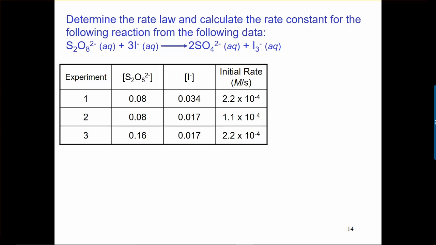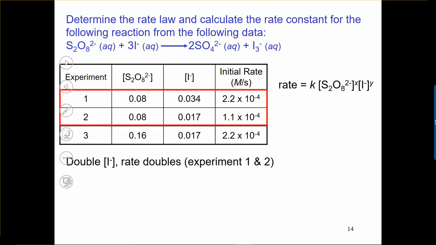Guys, what are you finding for K? 0.08. What are we getting? Something like that? Mm-hmm. That's what you got? Okay.